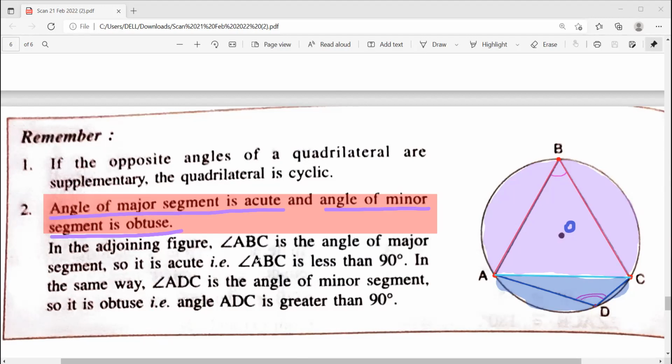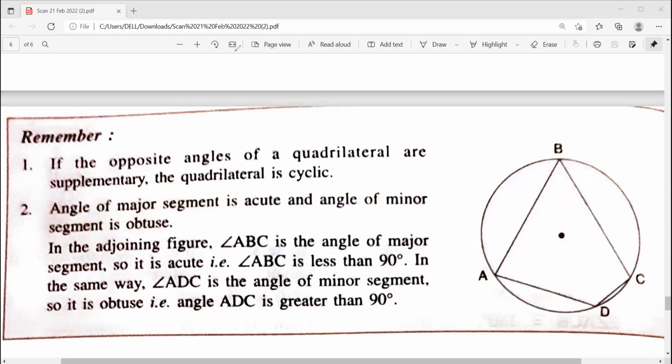Further, in the adjoining figure, angle ABC is the angle of the major segment, so it is acute. Angle ABC is less than 90 degrees. You can check, this is less than 90. In the same way, angle ADC, the one which I showed, is the angle of the minor segment, so it is obtuse. That is, angle ADC is greater than 90 degrees. You can write these 2 points also, very important points. We'll go ahead now.